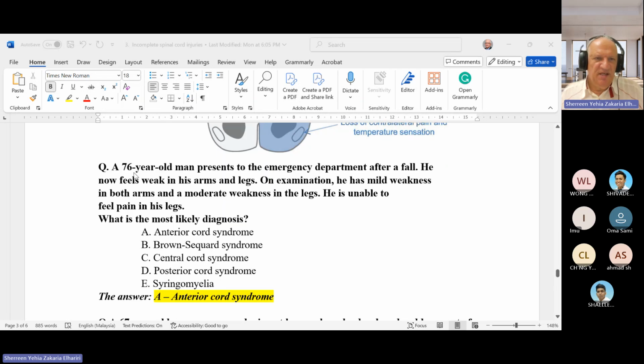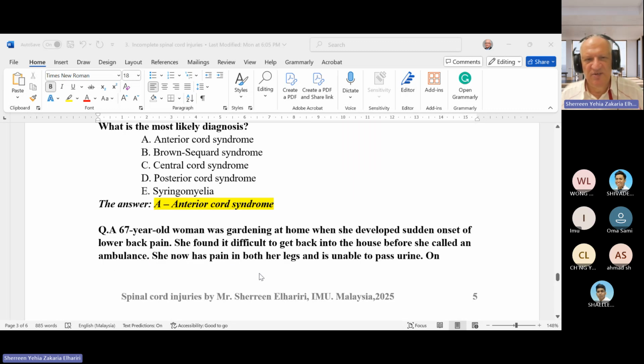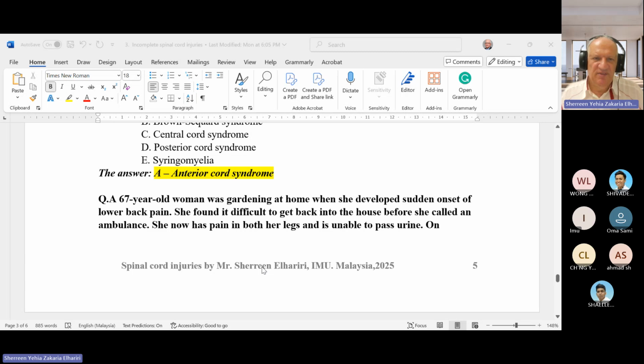If you see the question from a previous exam: a 76-year-old man presented to the emergency department after a fall, and he now feels weak in his arm and leg. So there is weakness in the arm and the leg, so motor power. On examination, there is weakness in both arms and motor weakness of the leg, and he is unable to feel pain in the leg. So this is anterior cord syndrome. It is like a complete injury of the spinal cord. Of course, it differs from level to level.